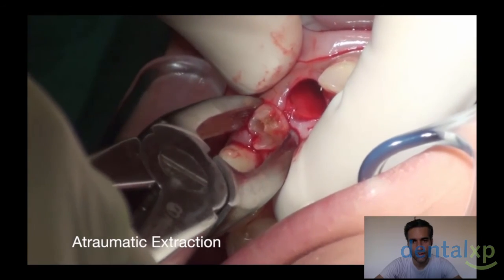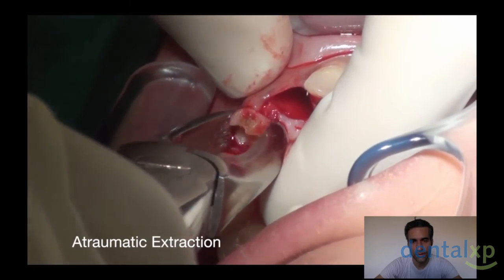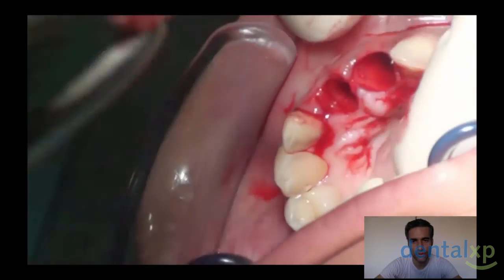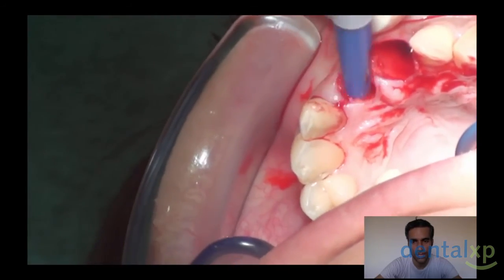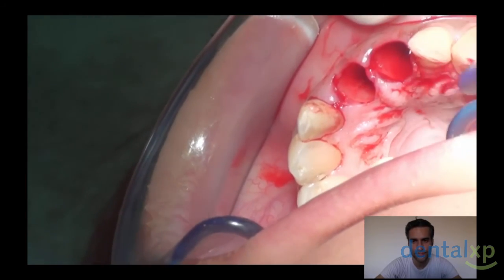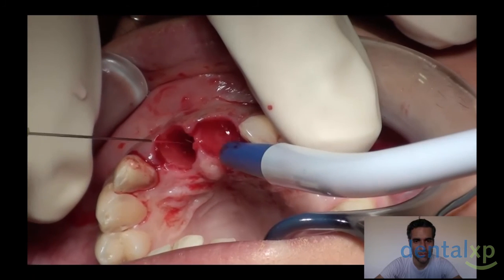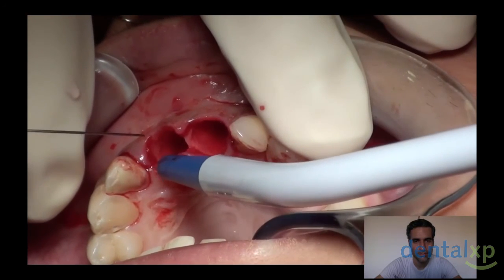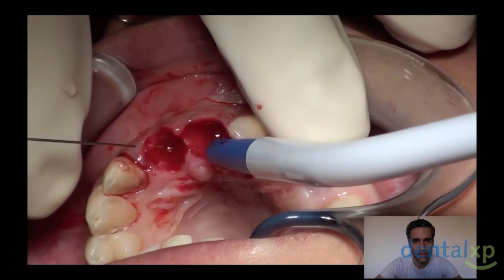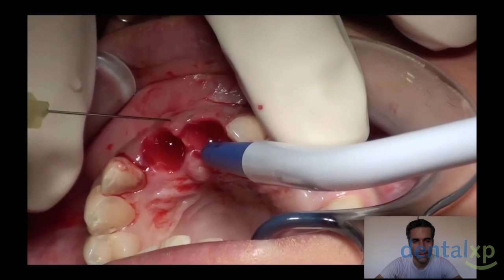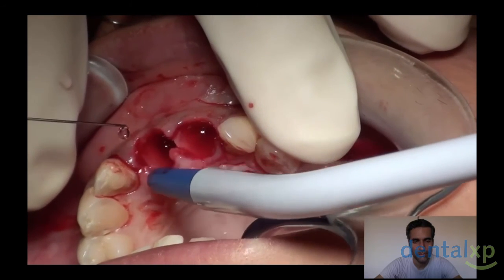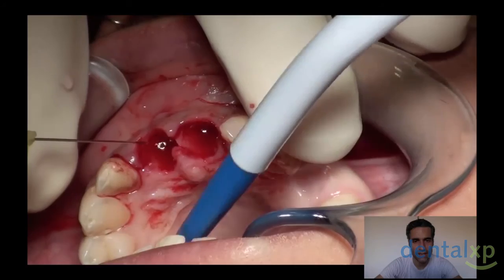She had an apical chronic infection, which is not an absolute contraindication for immediate implants. We clean the sockets thoroughly with chlorhexidine, and we are going to place the guide.